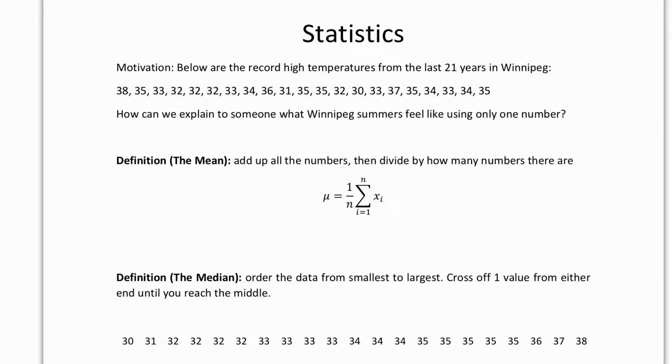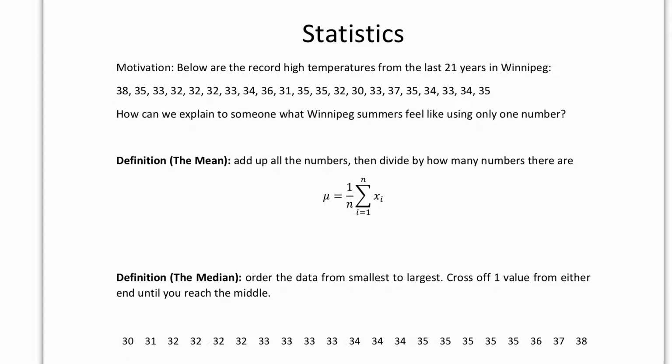So the motivation for our statistics here are the following record high temperatures from the last 21 years in Winnipeg, which is the city where I currently live. So if we look, we had 38 or 35, 33, 34, 36, and so on. These are the record high temperatures, so not with the humidex or anything else, it's just the highest temperature that was recorded all year.